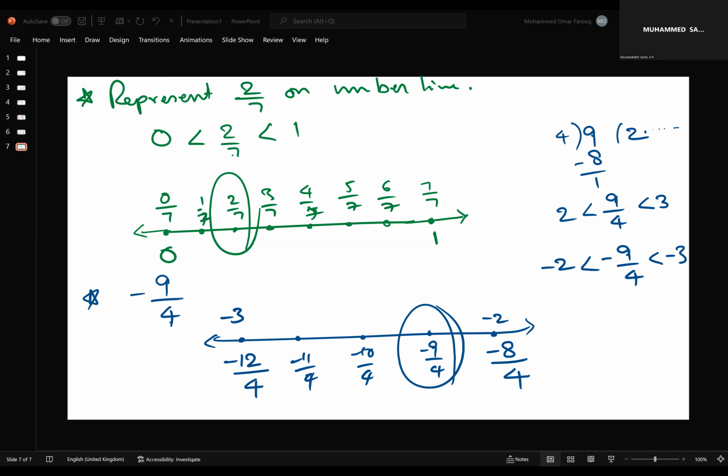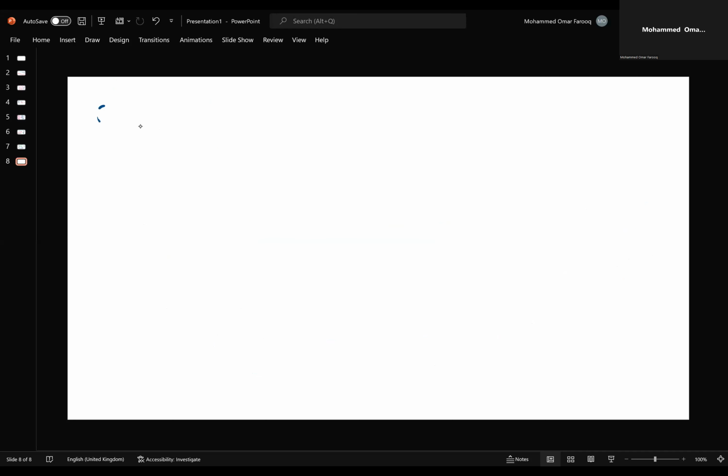Now after this concept, we have the concept of roots, which we can also call surds. So how to operate with surds? For example, (5 plus root 8) multiplied by (root 2 plus 7).